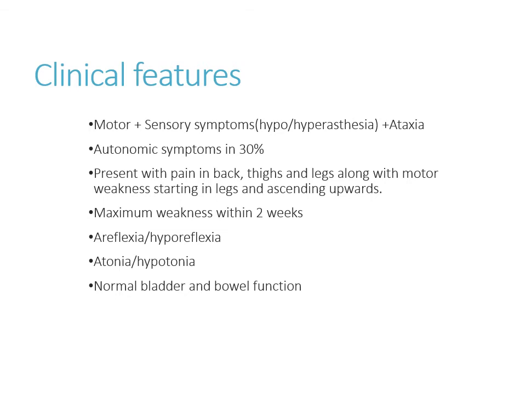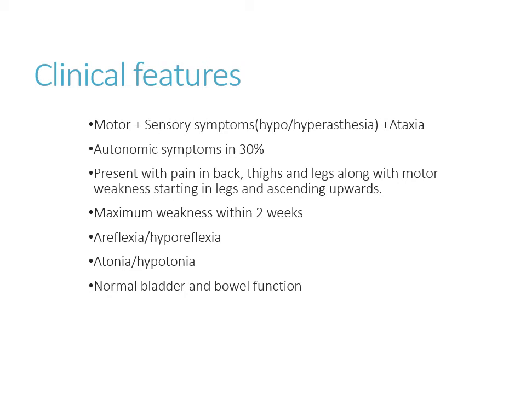Then the second important difference is the sensory symptoms. In case of polio, there is no sensory loss, only motor. Here in Guillain-Barre syndrome, there will be either hypoesthesia, that means the sensation has gone down, or hyperesthesia, that means it has increased.